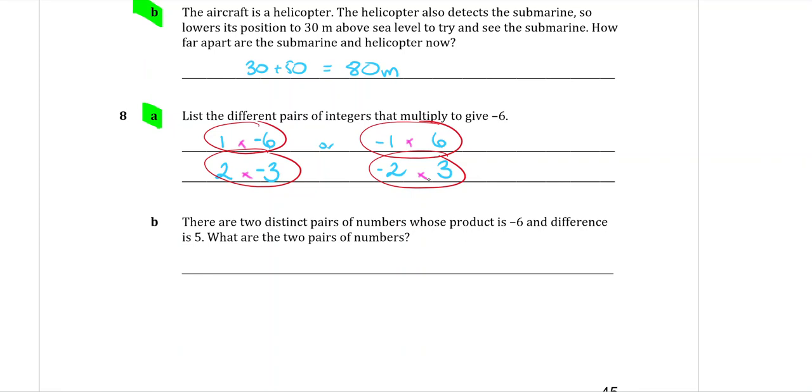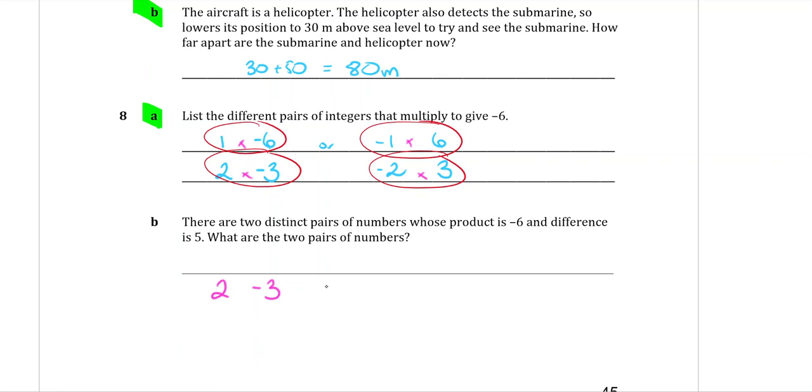7. So that one doesn't work. What about 2 minus -3? That makes 5 because the 2 minuses make a plus. So that one works. There's your first one. The 2 with the minus 3, when you subtract them, you will get a positive 5. We've got to find another one.